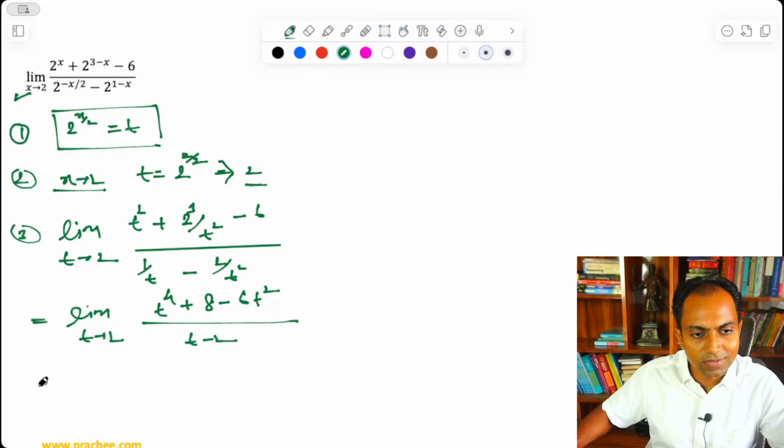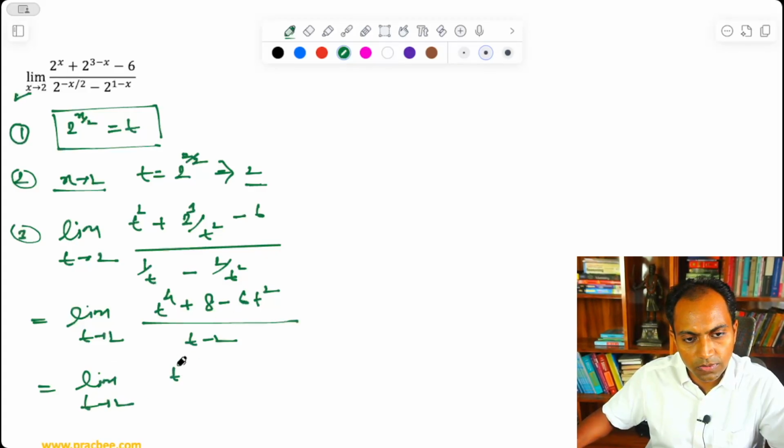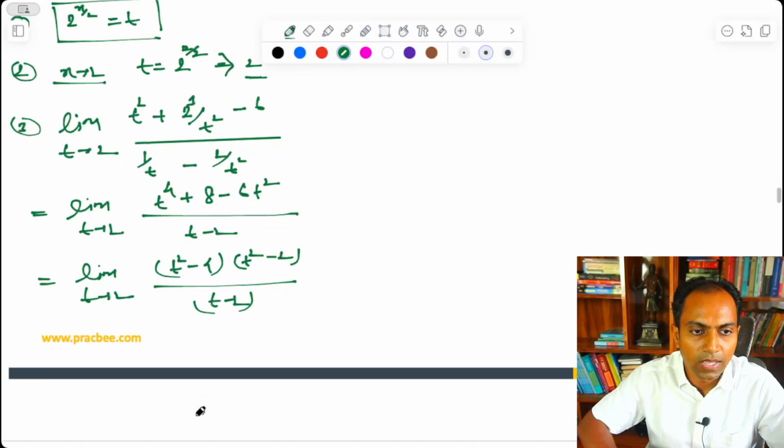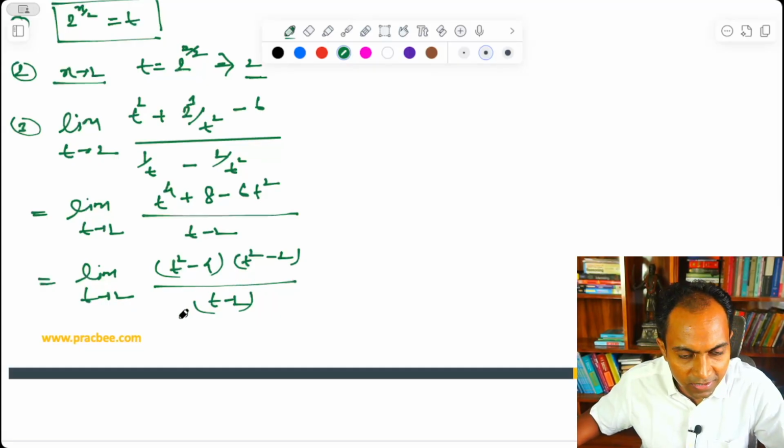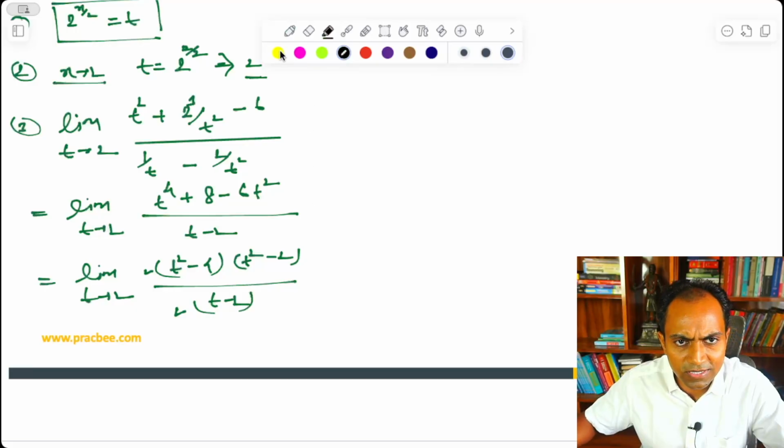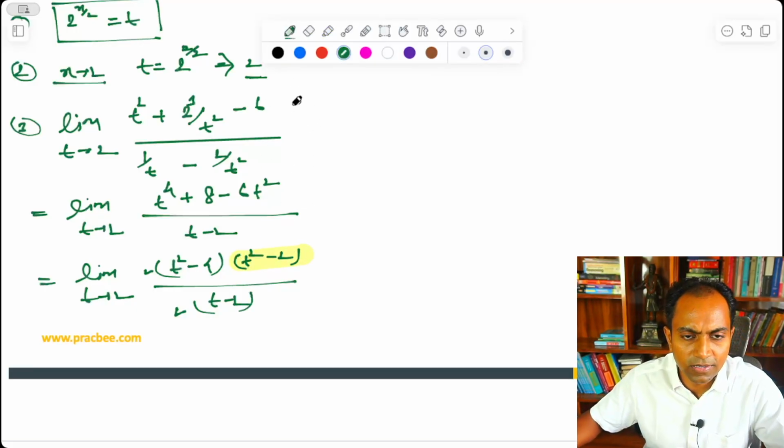Once you have taken this, now it becomes a question of factorization. Now this can be factorized into (t square minus 4) into (t square minus 2) divided by t minus 2. See, now understand that all the indeterminacy is getting generated because there is a t minus 2 term here. So frankly speaking, this term is not making any impact. So no need to factorize things that are not going to have an impact over the answer.